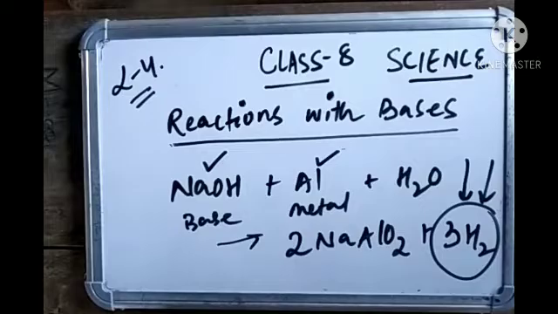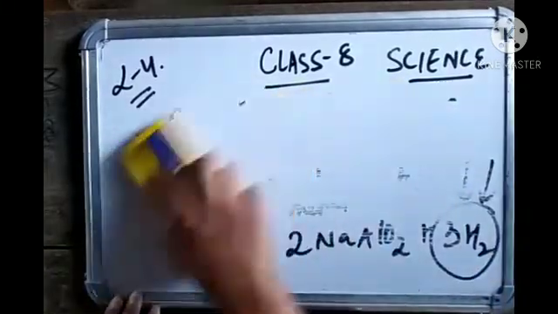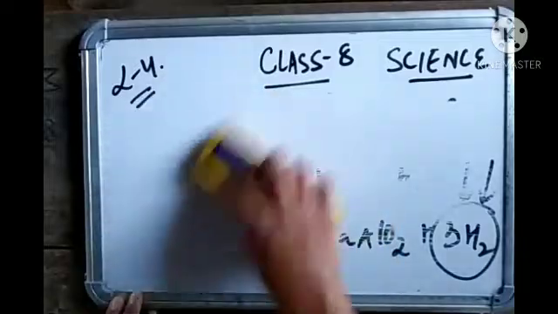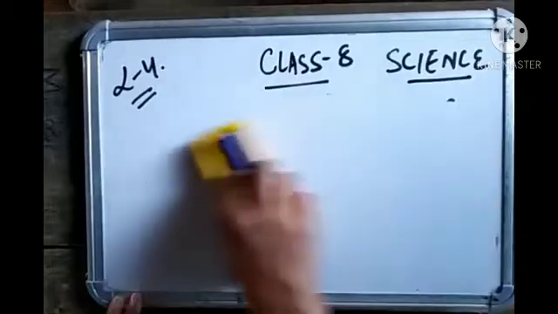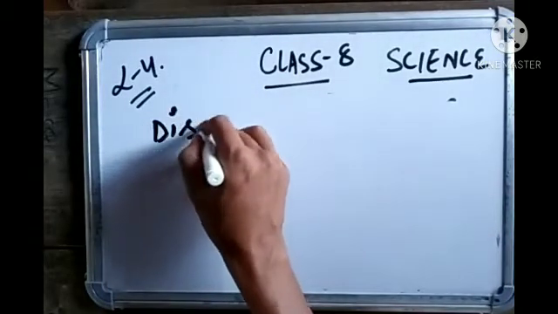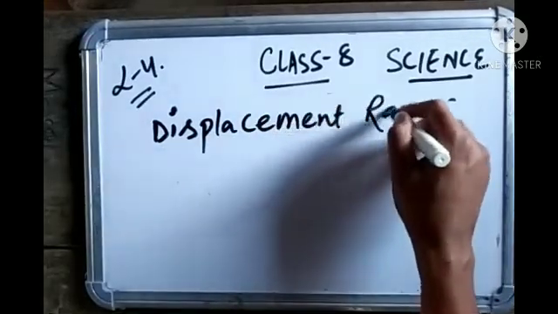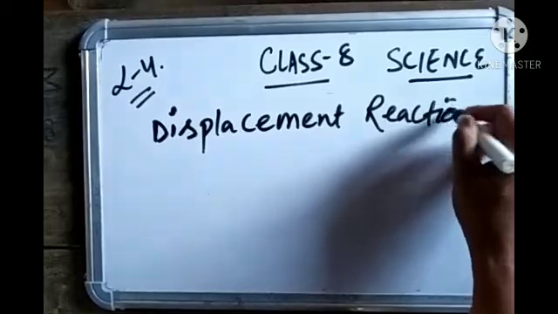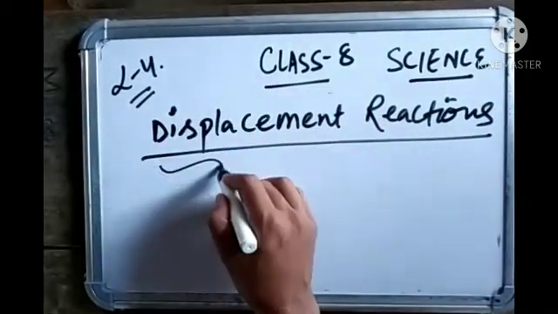So the next reaction, which is the last reaction given in your textbook under the topic chemical properties of metals and non-metals, is the displacement reaction. Displacement reaction.